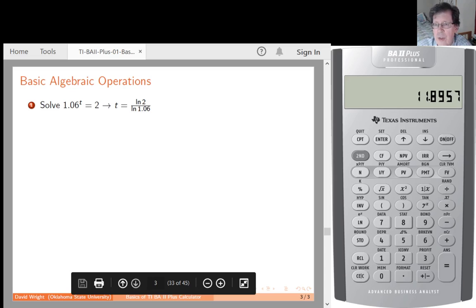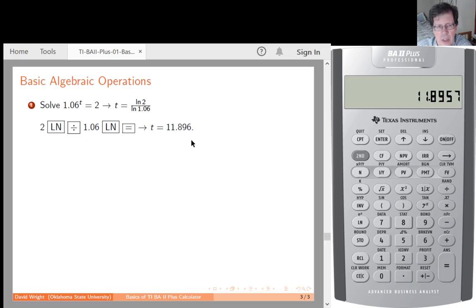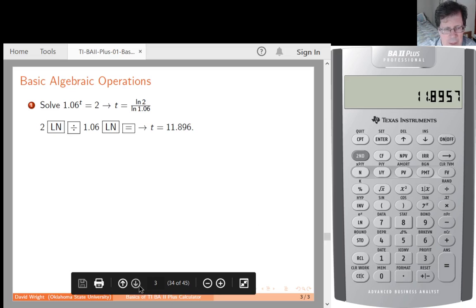And you see that it's 11.8957. If this were measured in years, if time was in years, this corresponds to the famous rule of 72, which is that if my interest rate is 6%, then the time for an account to double is 72 divided by 6, which is roughly 12. And you can see it turned out roughly 12. So that's a little verification of that famous approximation rule in doubling your money.